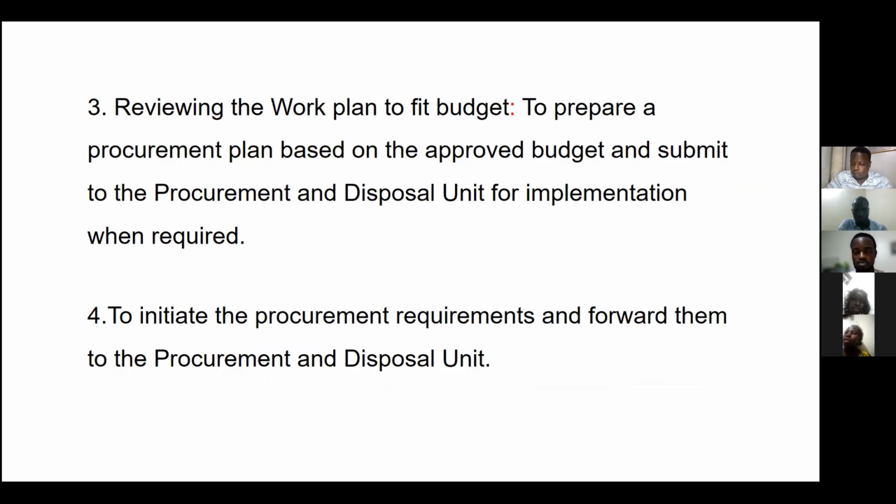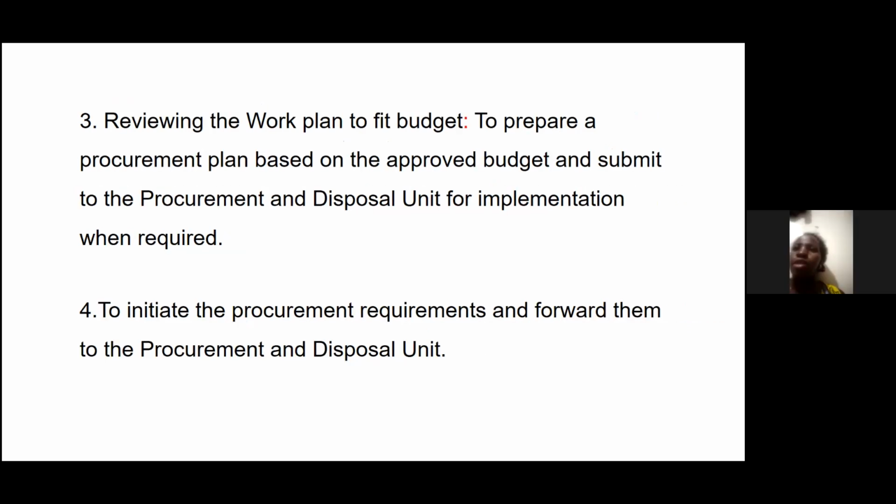Good evening, fellow participants. My name is Beatrice, and I'm going to start straightforward from where Nicholas stopped regarding the roles and responsibilities of user department in the procurement cycle. It's the role of the user department to review the work plan to fit in the budget. This is so to ensure that a procurement plan based on the approved budget is prepared and then submitted to the procurement and disposal unit for implementation when required.